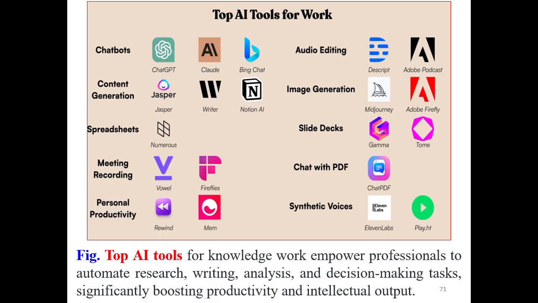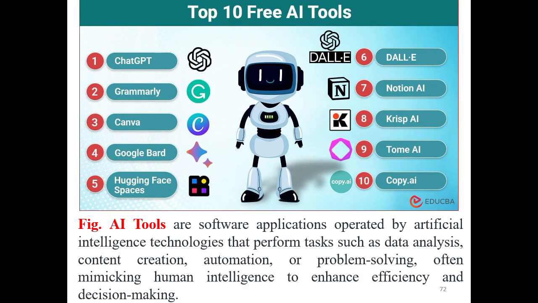For audio editing we are using Descript and Adobe Podcast. For image generation we are using Midjourney and Adobe Firefly. For slide decks we are using Gamma and Tome. And to chat with a PDF we are using ChatPDF. Synthetic voices like ElevenLabs and Play.ht. So these are the top AI tools like ChatGPT, Grammarly, Canva, and Google Bard, Hugging Face Spaces, DALL-E for image creation, Notion AI, Crisp AI, Tome AI, Copy.ai.